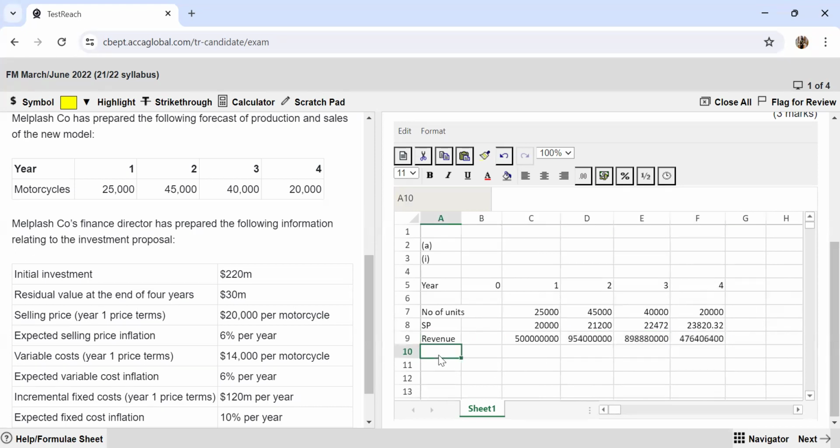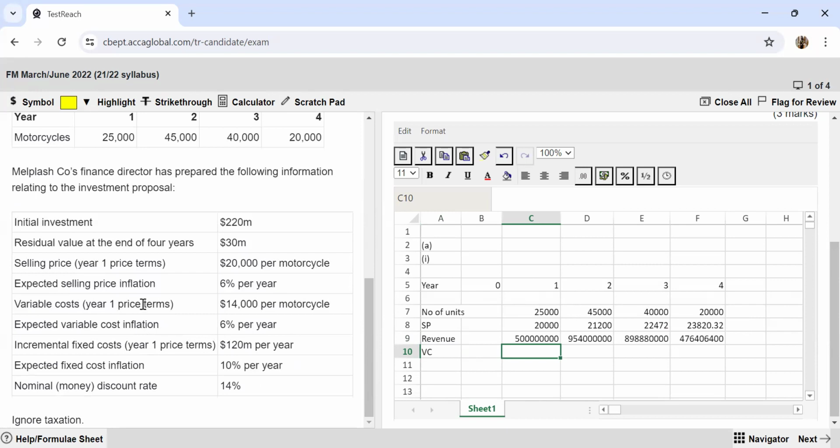Now the second step is that we're supposed to subtract the variable costs to obtain our contribution. The variable cost again is given to me in year 1 price terms, which is $14,000 per motorcycle. So this is nothing but 14,000 in the first year, and then in the coming years there's going to be an inflation of 6% which gets applied to the first figure, so into 1.06. And then you can also drag this formula to the remainder of the cells. Now, this is your variable cost per unit.